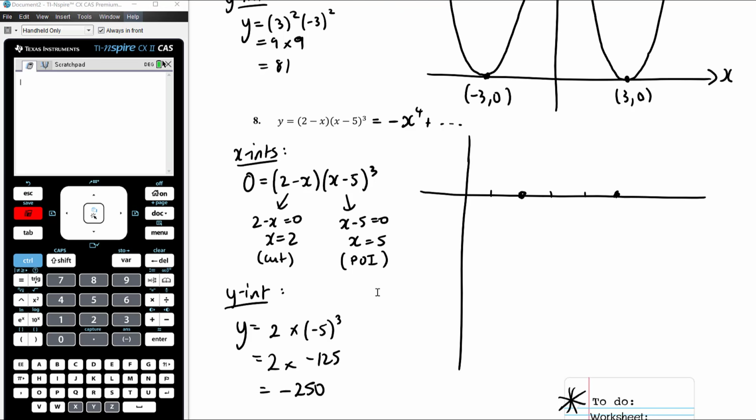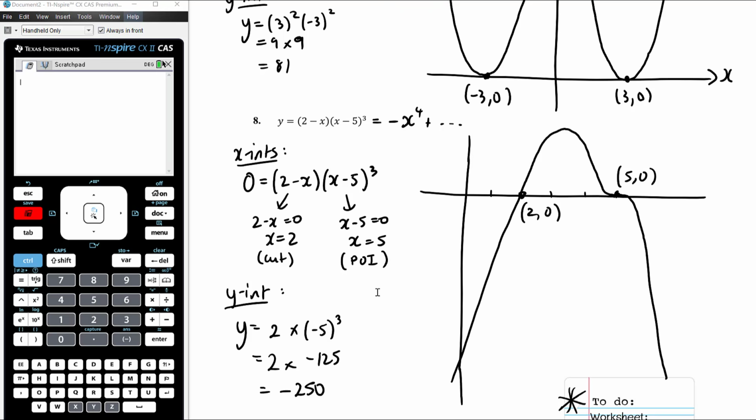We don't know exactly, sorry. It's going to cut through at that point, and it's going to have to turn around to come back to this x-intercept where there is a point of inflection, and then it's going to keep going down. So we've got our point of inflection at 5, 0, we've got our cut there at 2, 0, and we've got our big negative y-intercept at 0, negative 250.